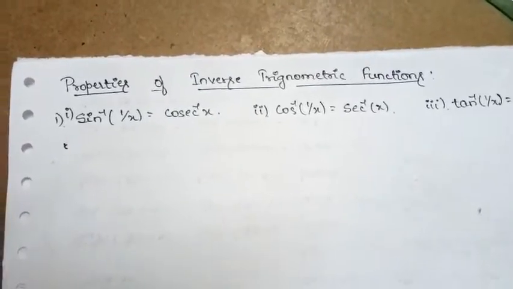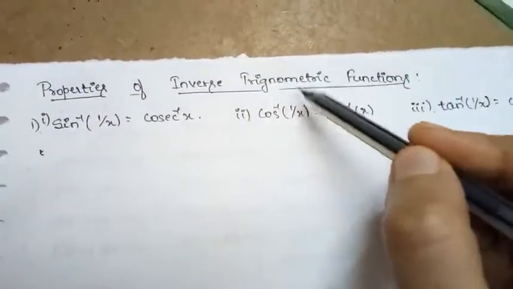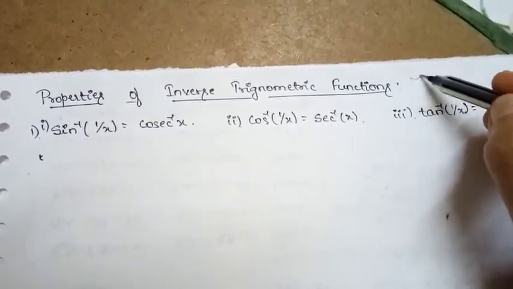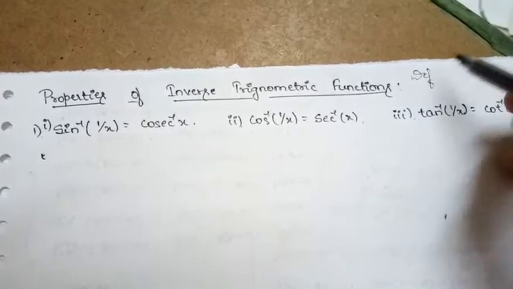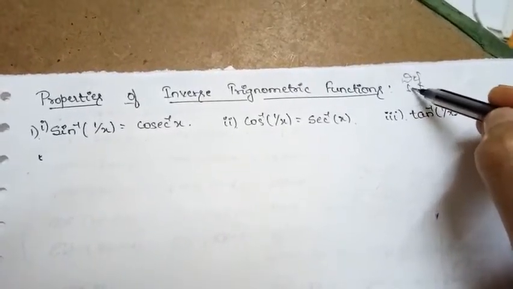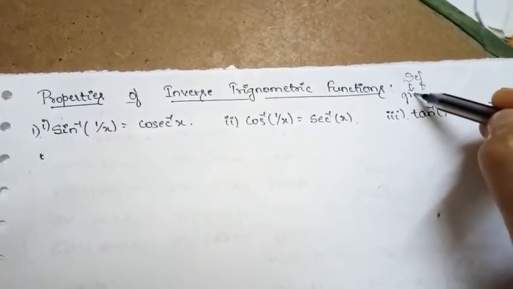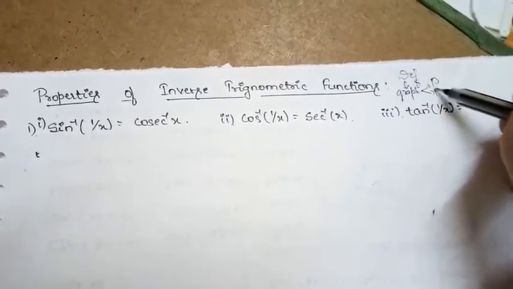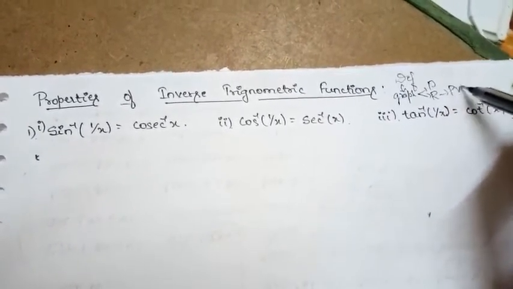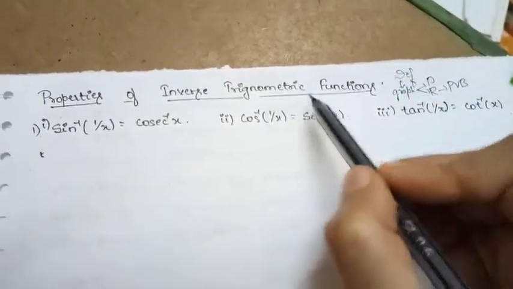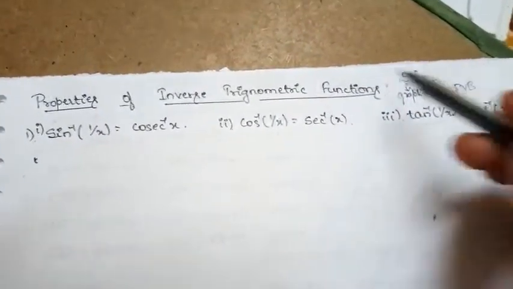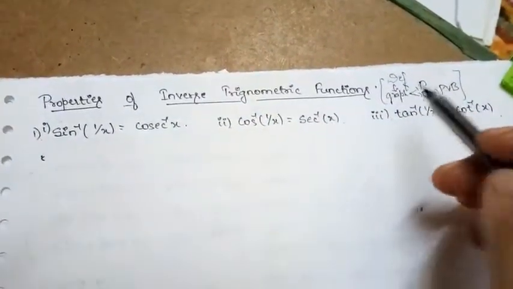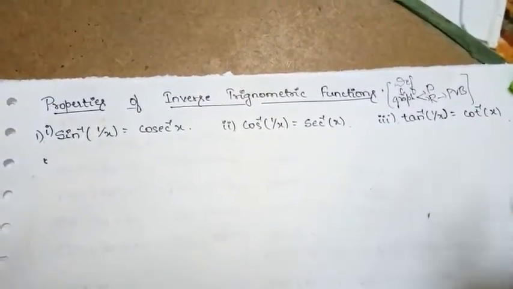Hi students. So till now in our inverse trigonometric function concept we have come across the definitions of inverse trigonometric functions. After the definition we have come across the graph of each inverse trigonometric function, its domain, its range, and what is called the principal value branch of each inverse trigonometric function. So all these concepts we have already come across in the inverse trigonometric function chapter.